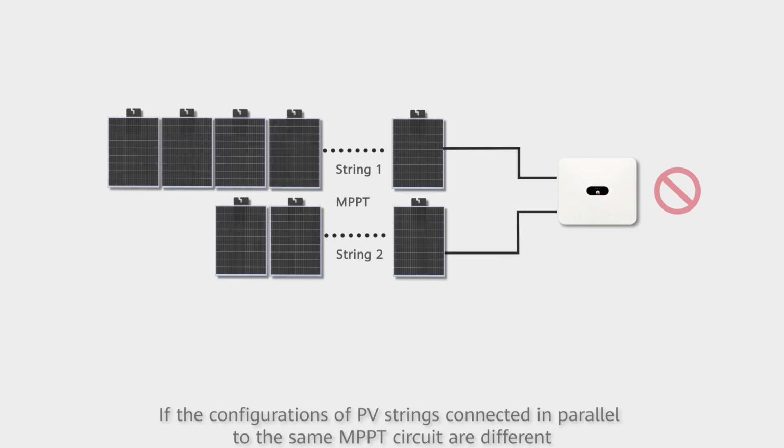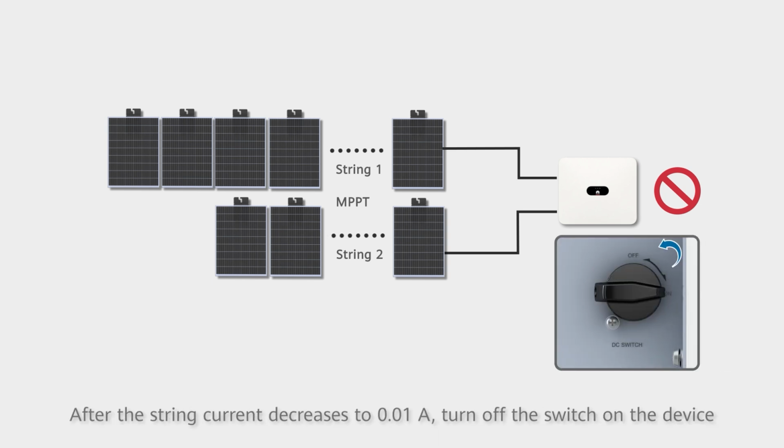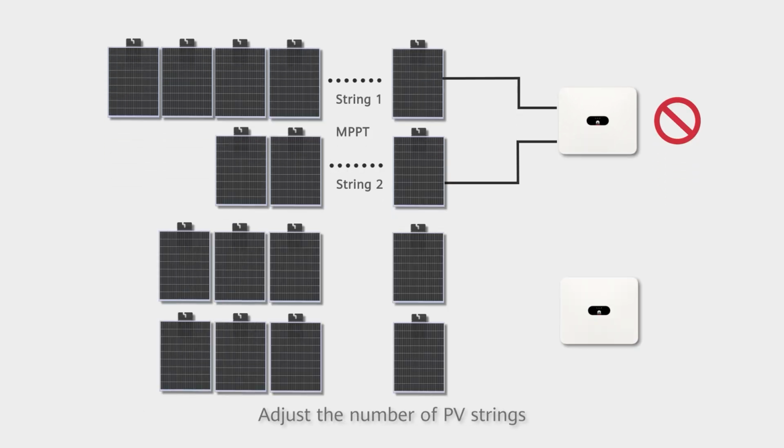If the configurations of PV strings connected in parallel to the same MPPT circuit are different, after the string current decreases to 0.01 amperes, turn off the switch on the device. Adjust the number of PV strings.